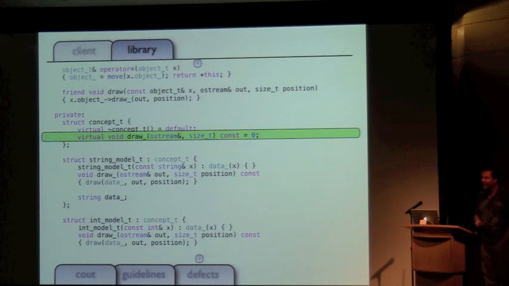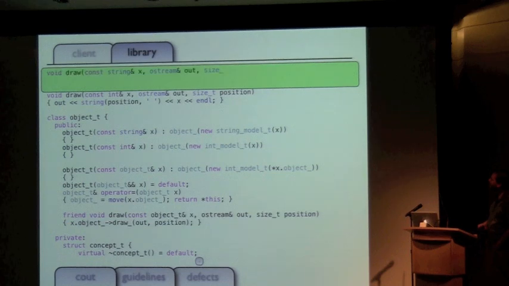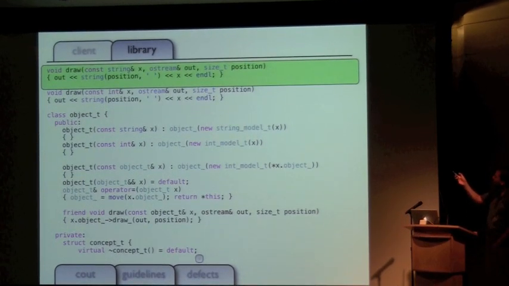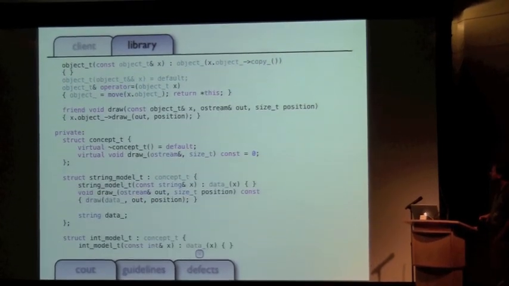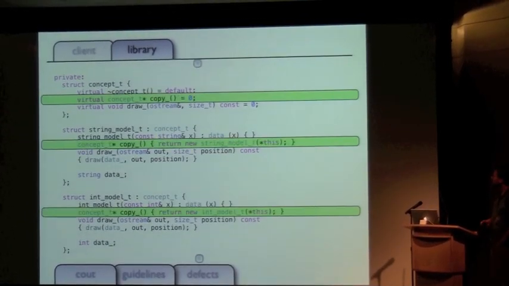So we're going to need to virtualize our draw operation. So we'll add that. We're going to add a draw for the underlying string type, so we can make sure we can draw that. We've got to fix up our copy constructor here. We can't just be copying our int model. So we're going to virtualize copy. So we'll throw that in our concept and add copy step.